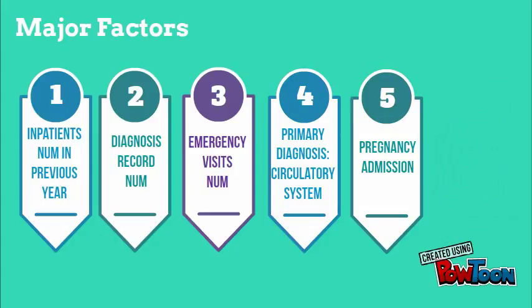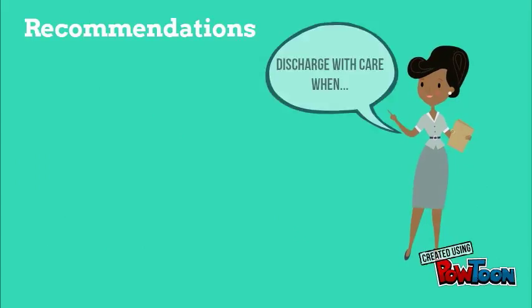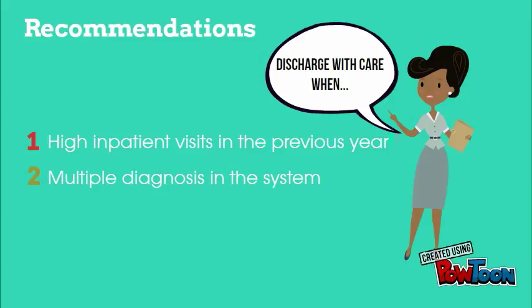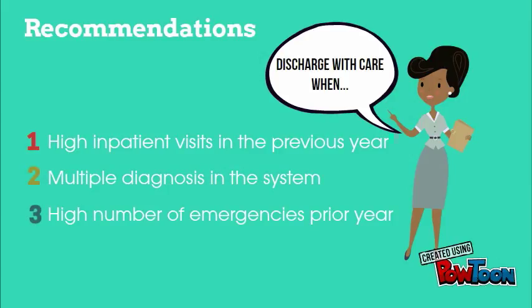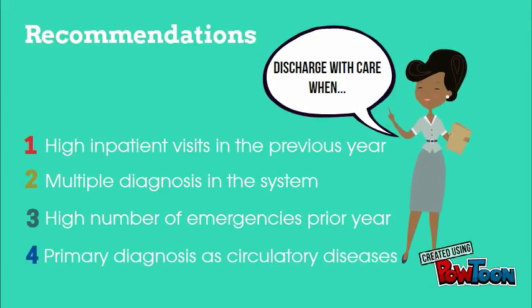The recommendations to the hospital based on the top 5 insights would be to carefully monitor the patients at the time of discharge, especially when the patients have had prior inpatient visits in the previous year, have had multiple diagnoses recorded in the system, number of emergency visits in the prior year being high, and those who may have had primary diagnoses related to the circulatory system.